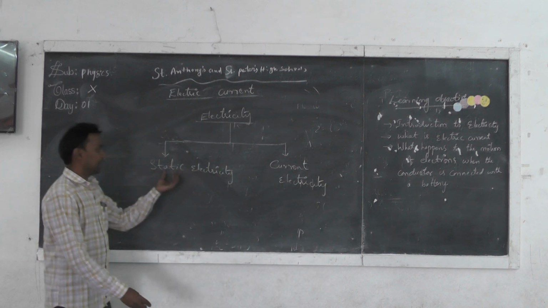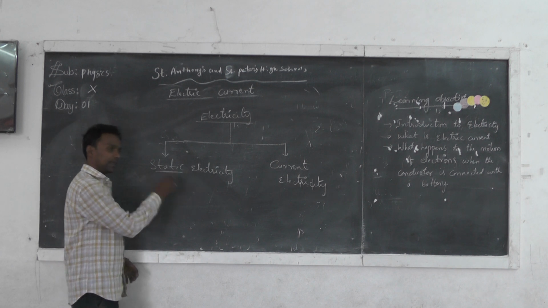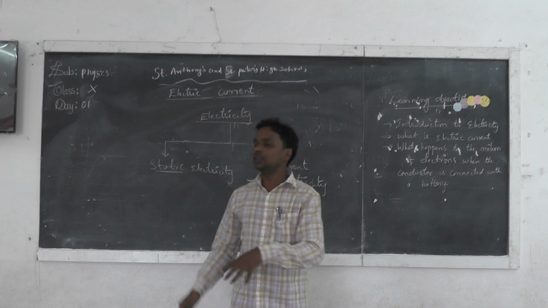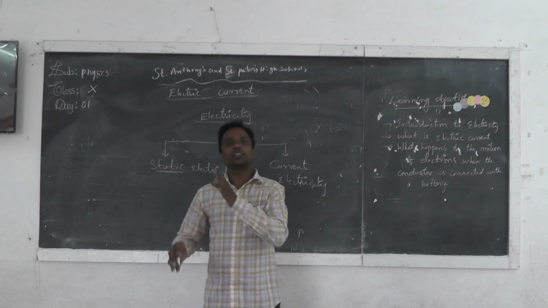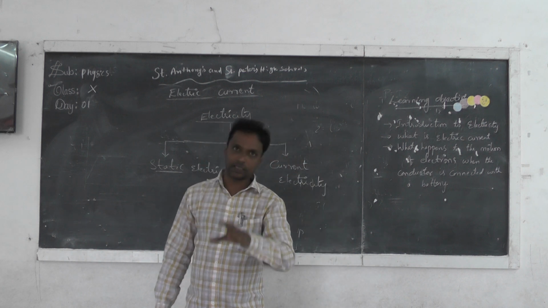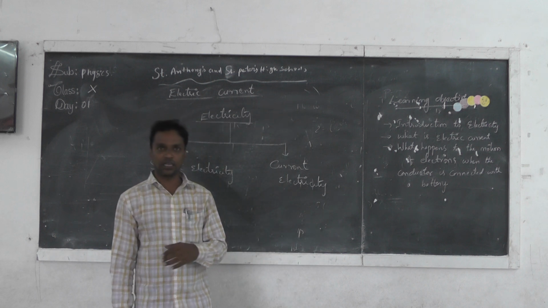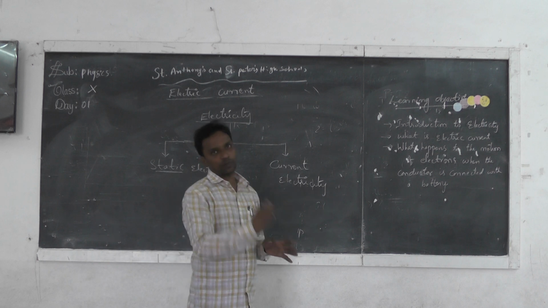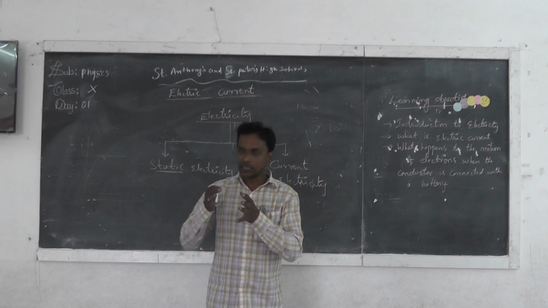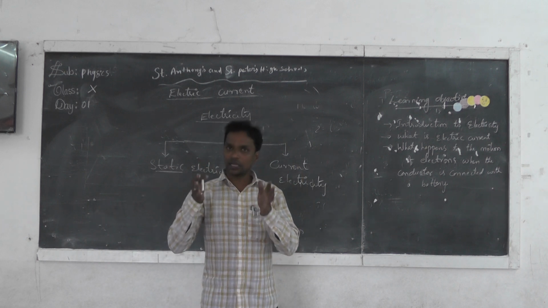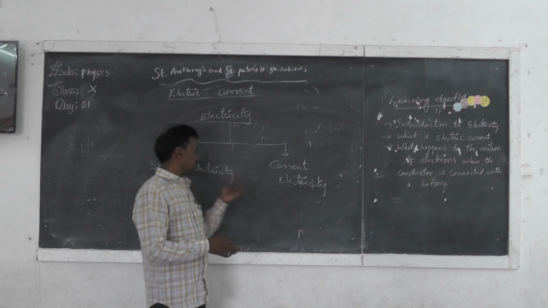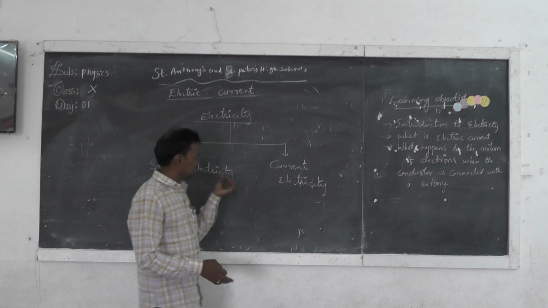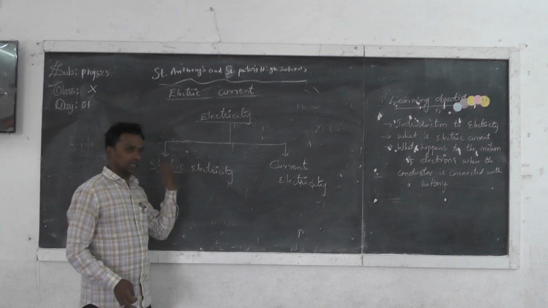Here, the name static indicates stationary. That means the study of charges at rest is called static electricity. In this, the charges are not moving from one point to another. They are at rest in one place, like in a cell or battery. That kind of study is called static electricity.